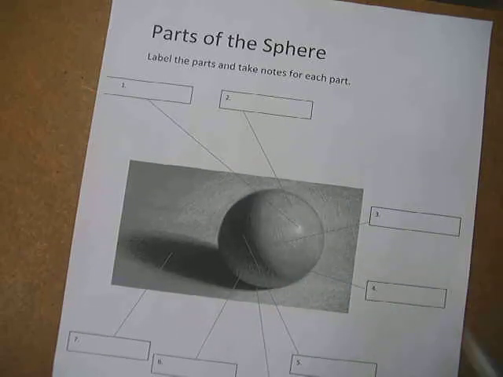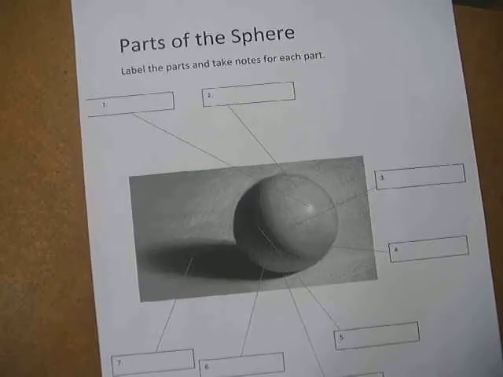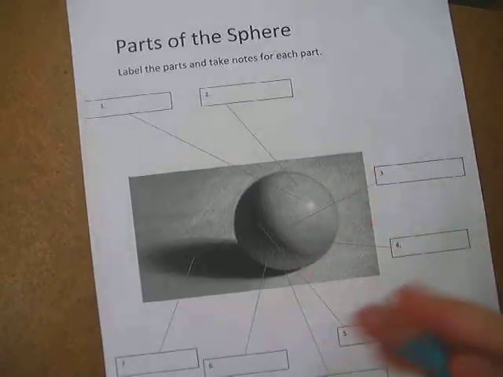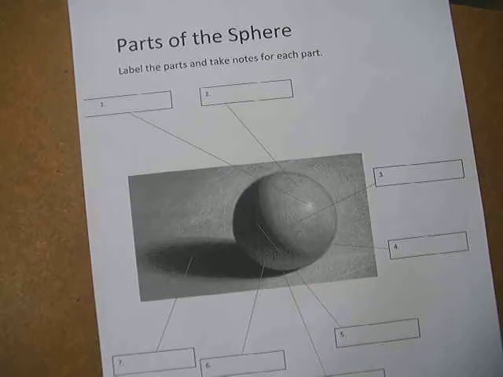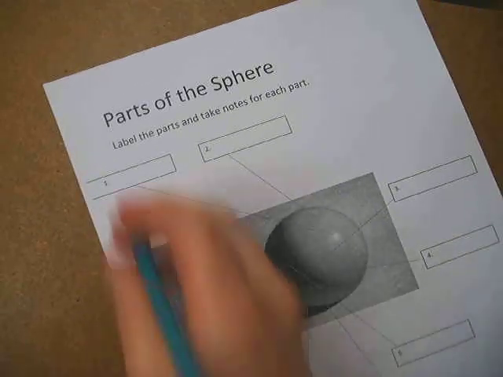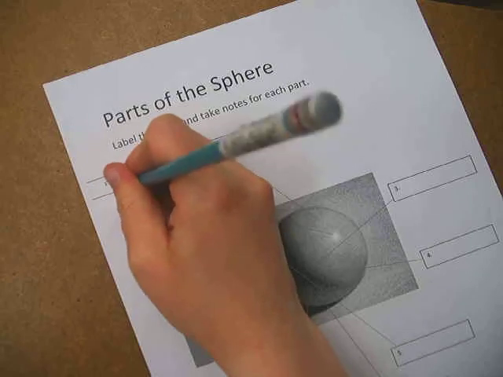On the PowerPoint that I will be giving to you guys, we're just going to quickly go over this again. I swear repetition really helps. Okay, number one's the highlight. So this is your highlight. This is the lightest part of the object where the light directly hits it.